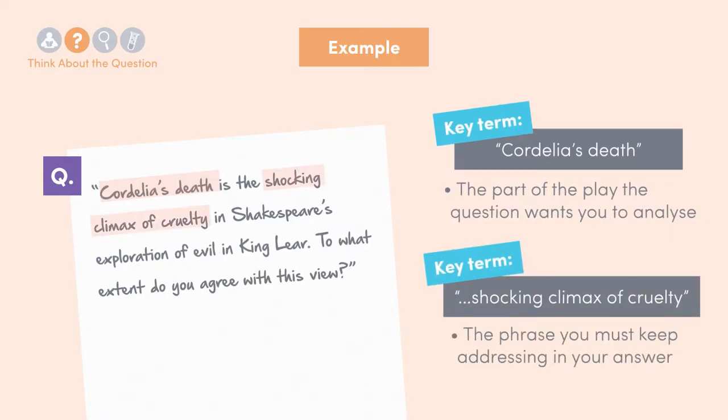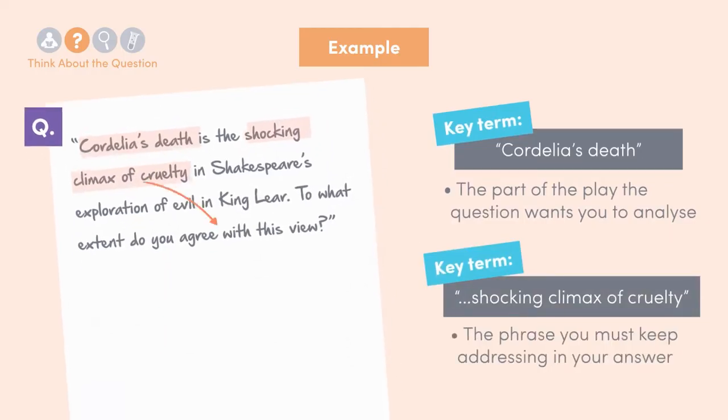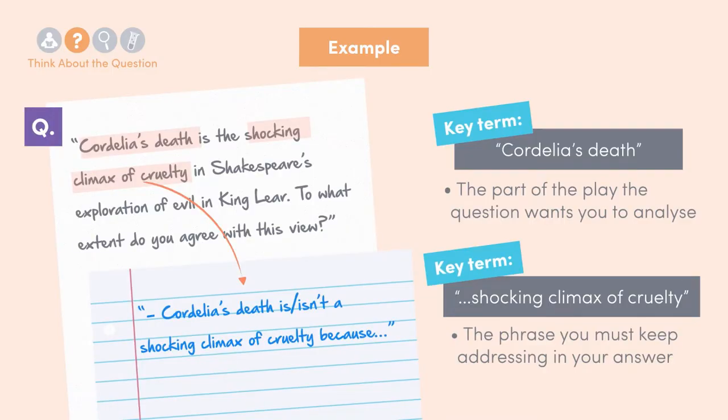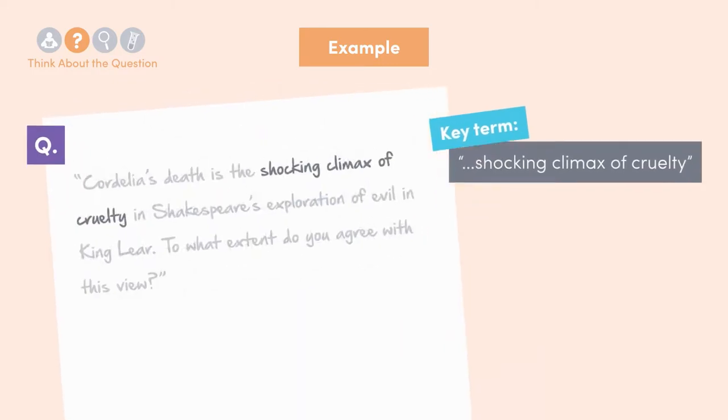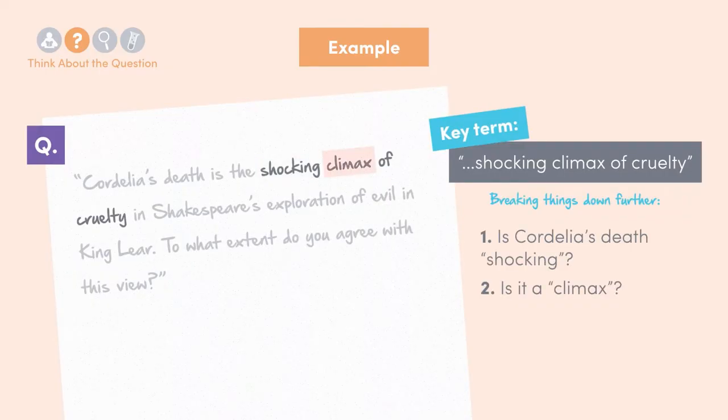That is, you should include in every paragraph: Cordelia's death is/isn't a shocking climax of cruelty because... but obviously with a slightly different wording every time, because you're a literary genius. We can break this down further into 3 elements. You may want to look at whether or not Cordelia's death is in fact shocking, whether or not it is in fact a climax, and if it is, is it a climax of cruelty?